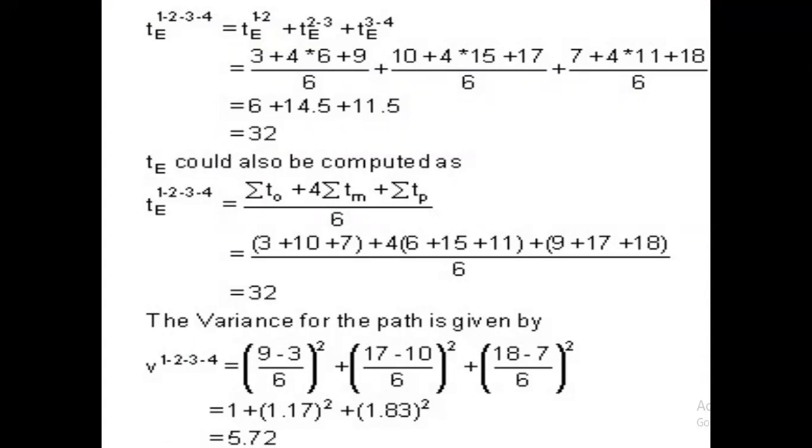Similarly, TE can also be computed as the summation of T naught, just add the T naught, plus the summation of Tm, just add the Tm, multiplied by 4, plus the summation of Tp, upon 6. The value comes out to be 32.